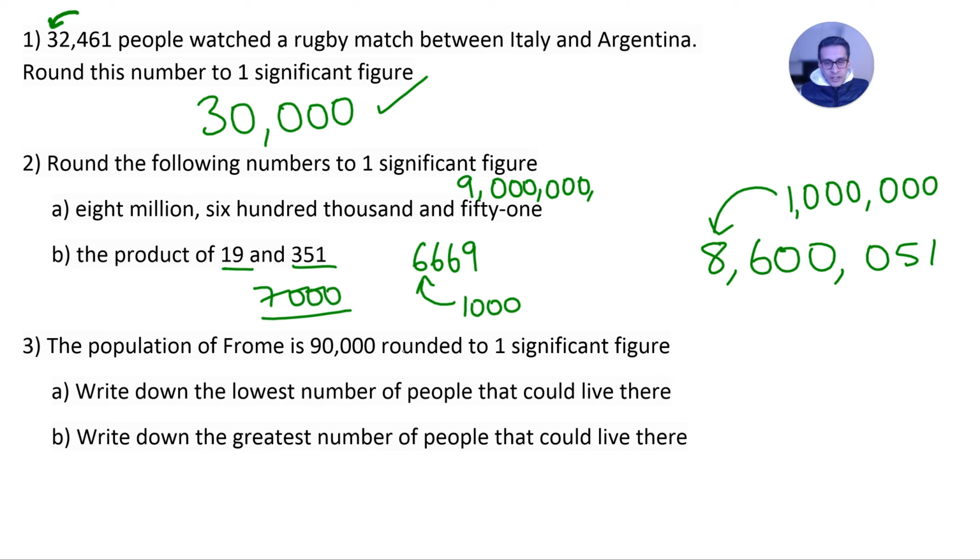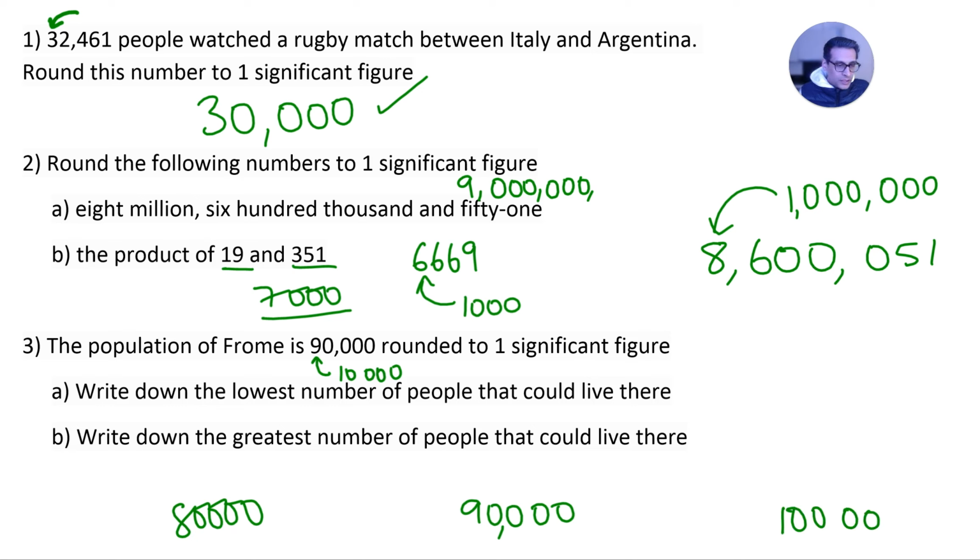Right, the population of Frome is 90,000 rounded to one significant figure. What's the lowest number it could be, and what's the highest number the original number could be? So 90,000 to one significant figure means that it's been rounded to the nearest 10,000. So this is where a number line might be a bit more helpful here. If we know that our answer is 90,000, let's have a look on either side. So it could be 80,000 on the other side and 100,000 on this side here.